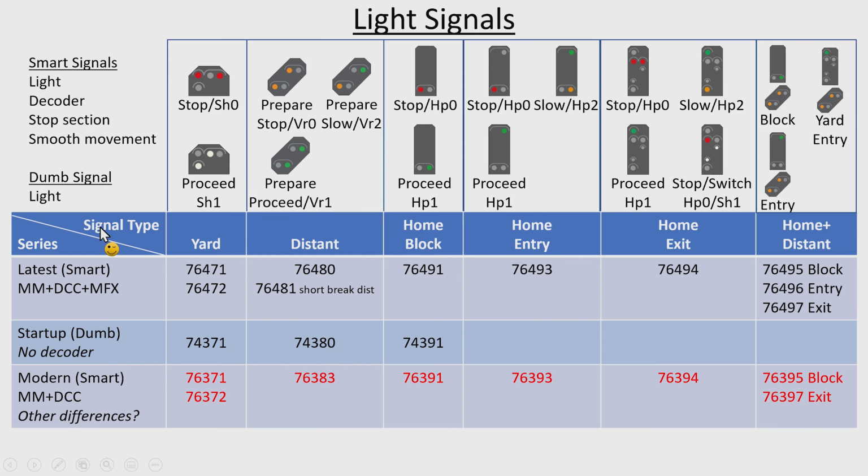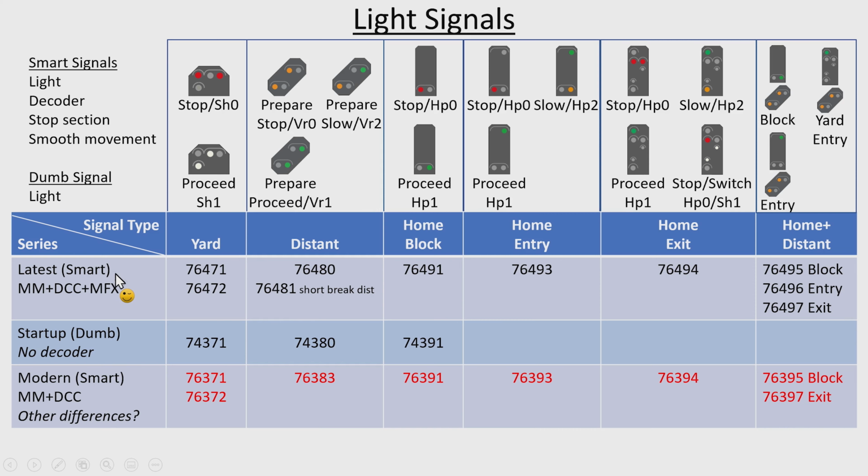If we look at the series available of the signal types, we have the newest or the latest and most modern here in the top of the table. That series is what I would call a smart signal, and it supports all the protocols you can think of. So the standard Märklin addressing, DCC addressing, but also MFX as well. And as you see, this is also the richest one where there's the most types of signals as well.